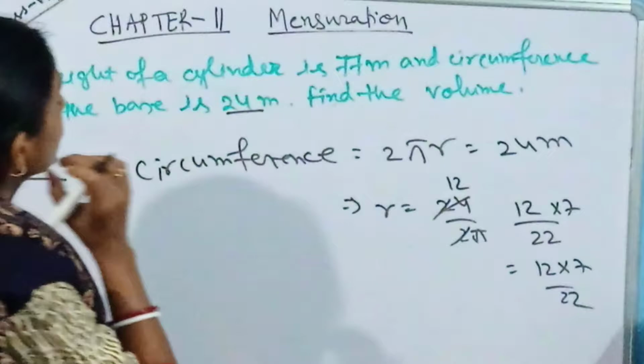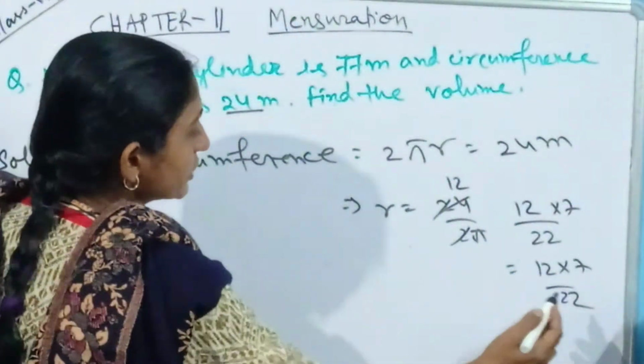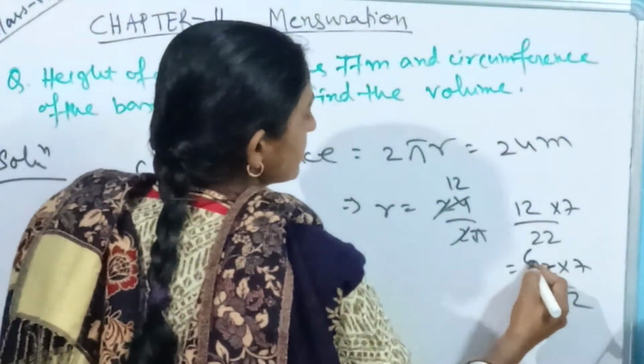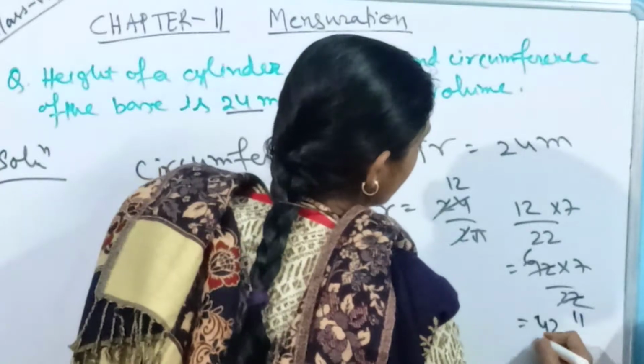Here we have to find out the volume of this cylinder. Already we have got the radius. If you want to cancel, let's cancel this one. That is equal to 42 by 11.